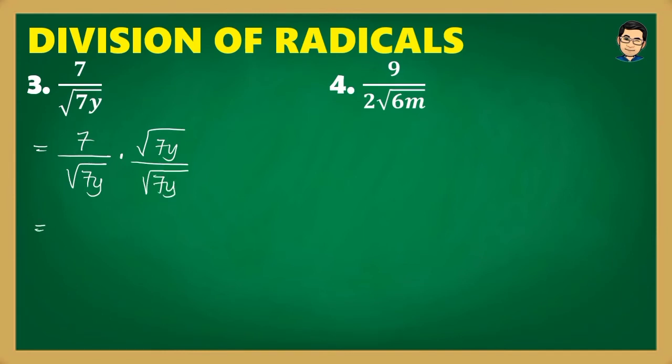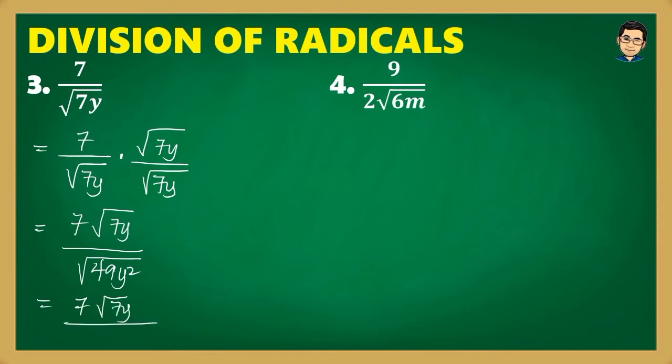So 7 times square root of 7y is 7 square root of 7y over, so the product of 7y and 7y is 49y squared. So 7 square root of 7y over the square root of 49y squared is 7y.